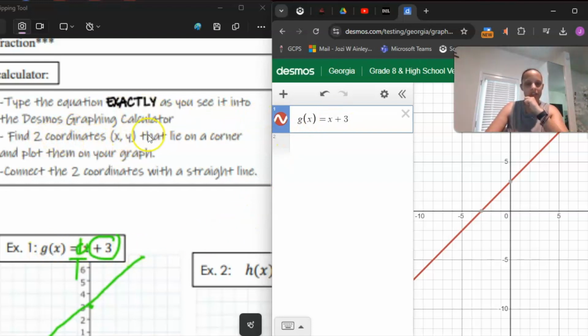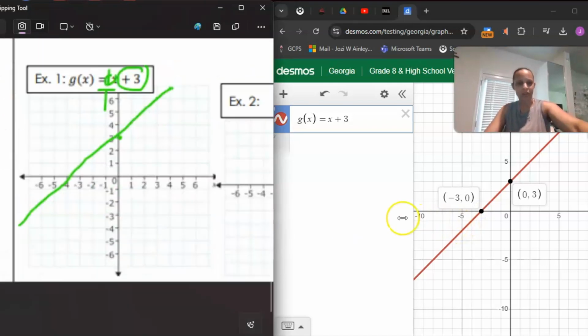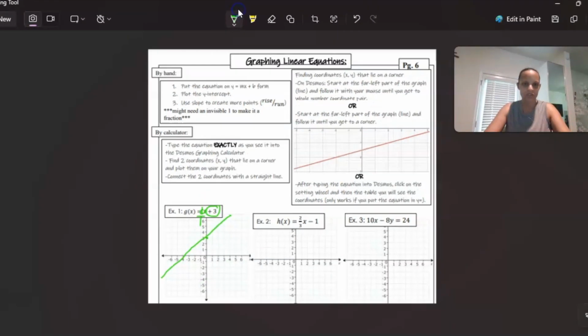Find two coordinates, x, y, that lie on a line and plot them on your graph. Because what you're going to have to do is transfer your answer from Desmos onto whatever platform you're using, whether that's paper, whether that's Delta Math, whether it's a state test. No matter what it is, you have to transfer it over. So this is the answer. You just have to learn how to take these coordinates and put it there. So you need x and y. Now, very simply, if they give you intercepts that are whole numbers, you're going to use those. So what you're going to do is plot the two points and join the dots.